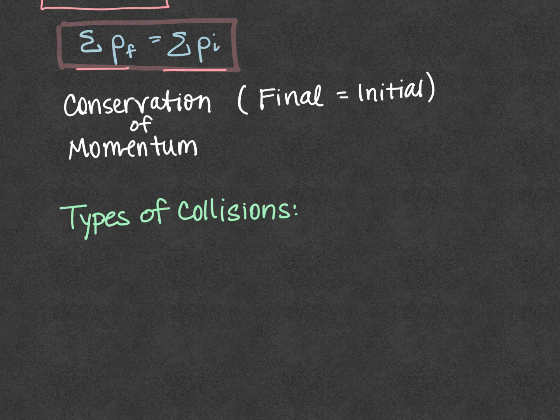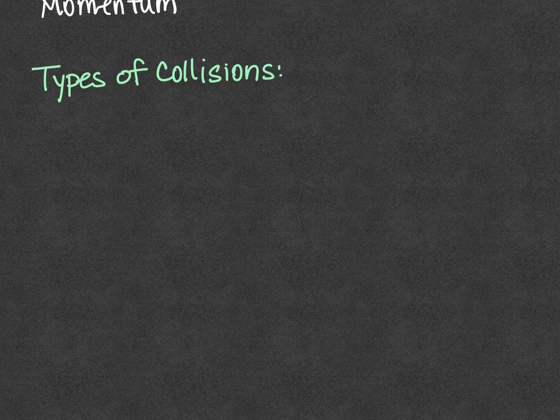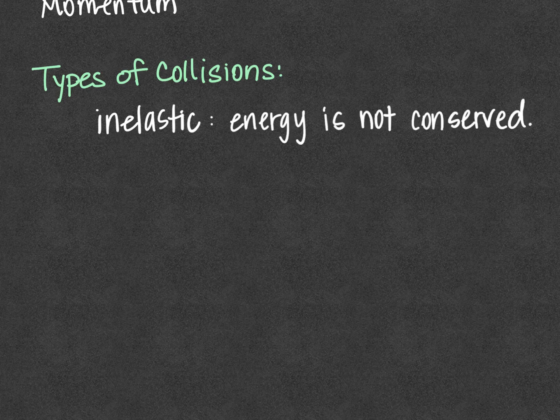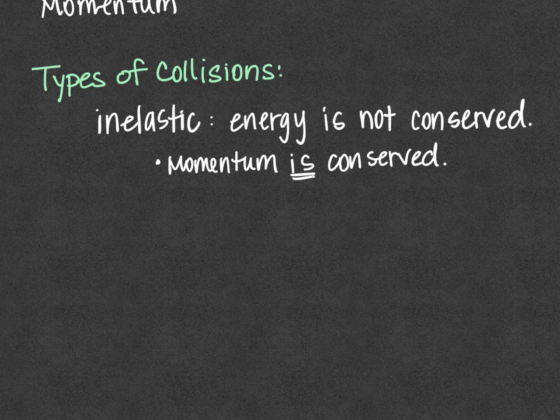So let's look at the types of collisions. There are really two main types of collisions, and one type has a special little condition for a third type of collision. So there is first a collision that we call inelastic. The prefix in, like incapable, means not, and the word elastic is a word that indicates energy. So in this type of collision, energy is not conserved. However, momentum is. Momentum is always conserved in all of our collisions.